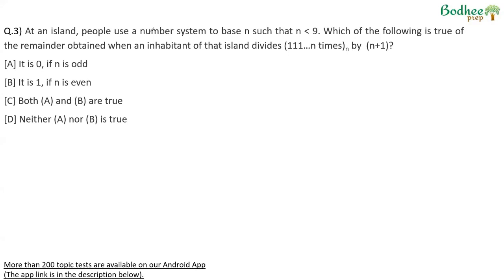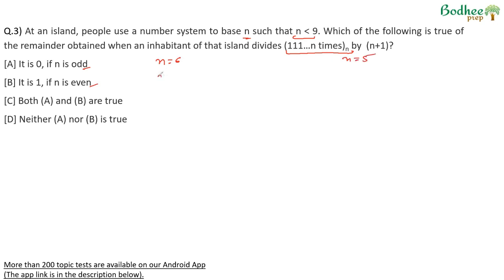At an island, people use a number system to base n such that n is less than 9. Which of the following is true of the remainder obtained when an inhabitant of that island divides 11111 n times to the base n by n plus 1? We will take two cases because of odd and even. Let n be 6 or n be 5, and we will see what the remainders are.